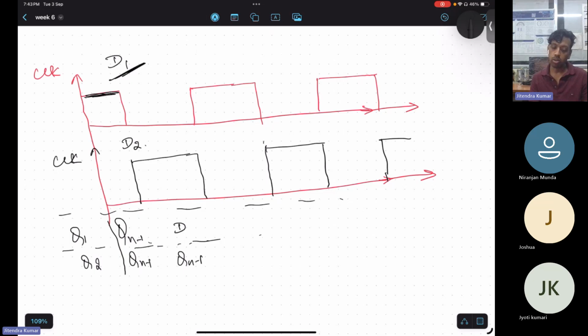I hope you are getting it. So there are only these two possibilities, and it will keep repeating: Qn minus 1, D, Qn minus 1, D. यही repeat होता रहेगा, right? So this is how the edge triggered master slave circuit will work. They are changing at each edge. They are not level triggered, they are edge triggered.